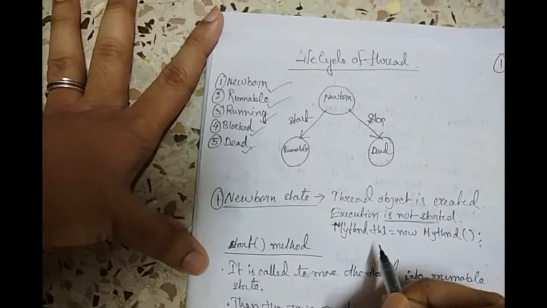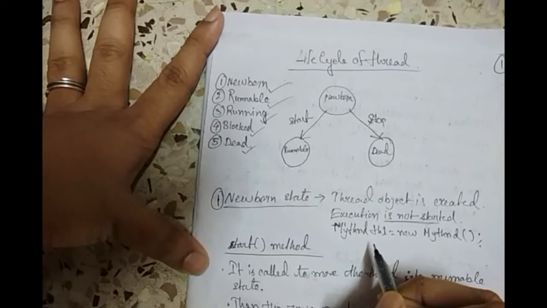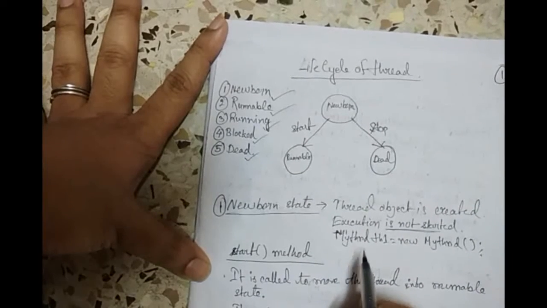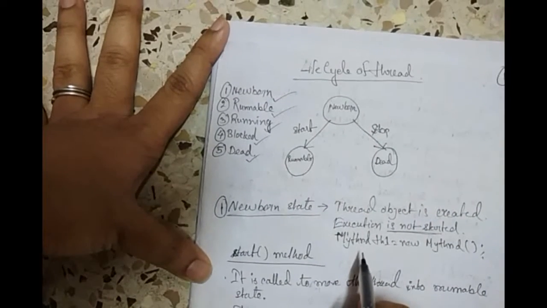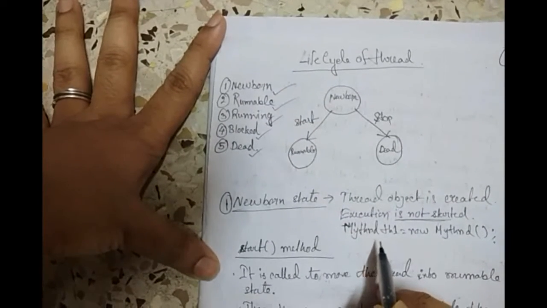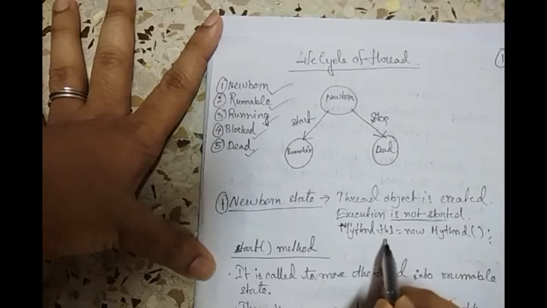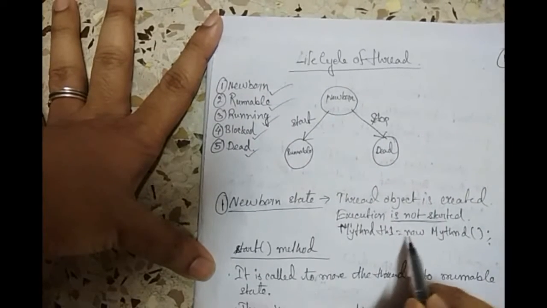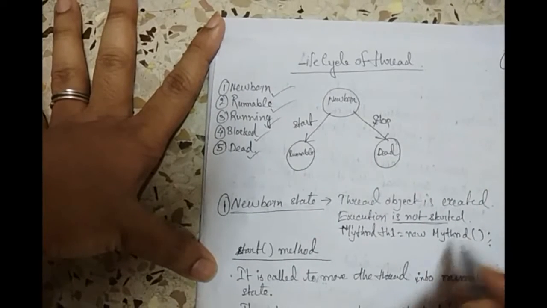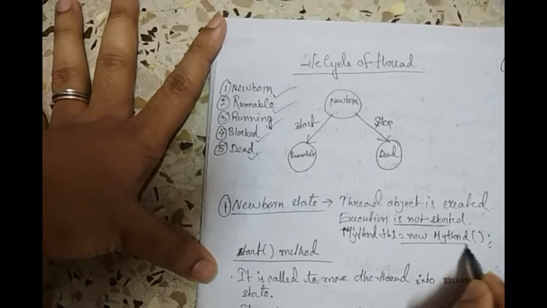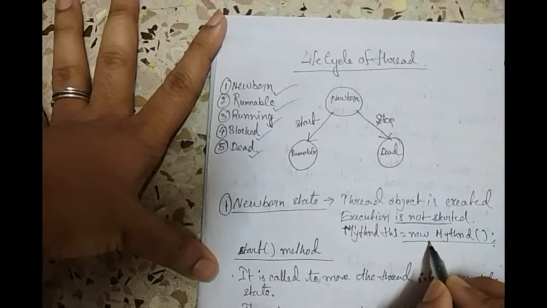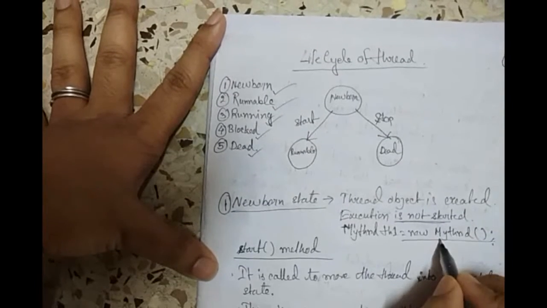So in the statement where we write MyThread, the class that extends the Thread class or implements the Runnable interface, then the object of the thread class, th1 equal to new MyThread(), this statement creates the thread object th1 and that is the newborn state of the thread.